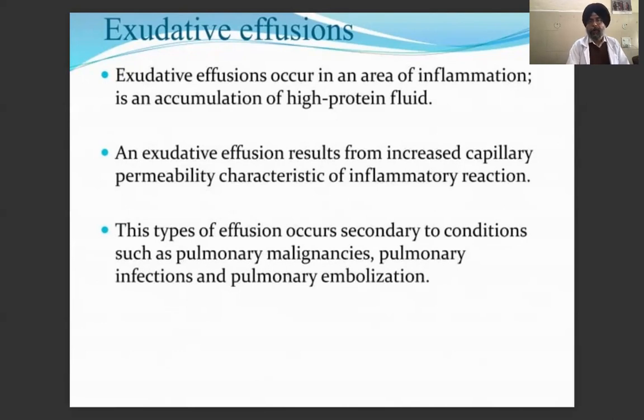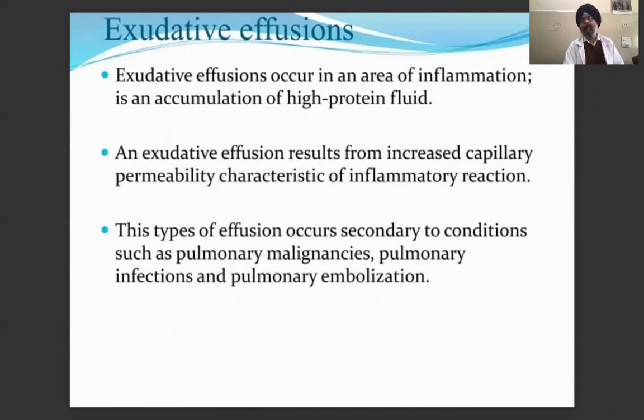The exudative effusion results from increased capillary permeability characteristic of inflammatory conditions. This type of effusion occurs secondary to conditions I already told you: pulmonary infections, pulmonary malignancies, and pulmonary embolism. So we tap it and then we look at the cells. If it's a large effusion, we have to give antibiotics and we have to tap it. We can do a thoracocentesis.